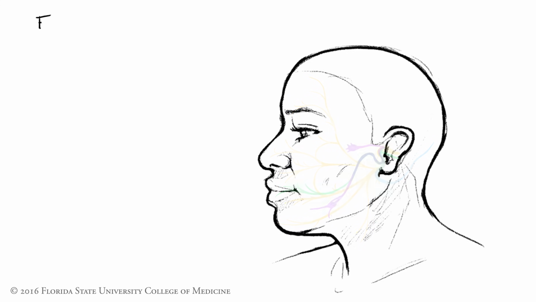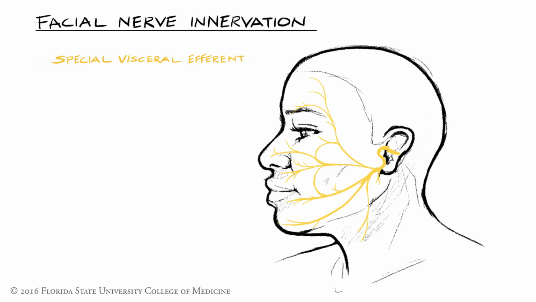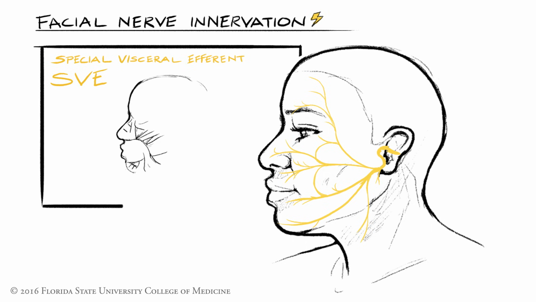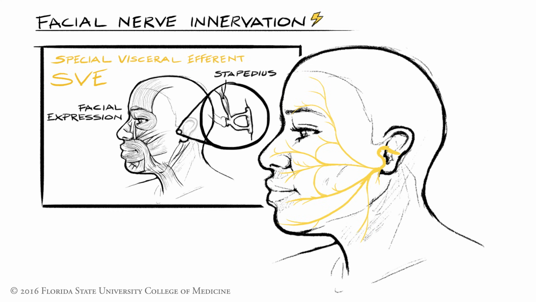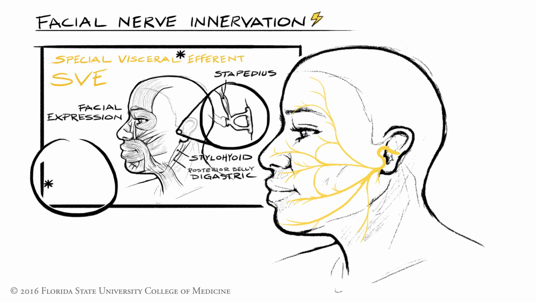The first component is special visceral efferent, or SVE, innervation to the muscles derived from the second pharyngeal arch. This includes all of the muscles of facial expression, plus 3 others: stapedius, stylohyoid, and the posterior belly of the digastric muscle. These are regular, striated muscles just as you find in the limbs and trunk. Their designation as special visceral efferent simply reflects their origin from the pharyngeal arches rather than from myotomes.